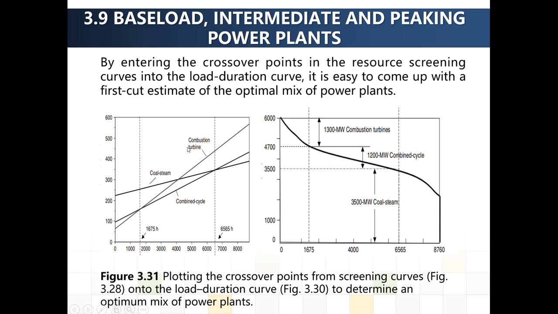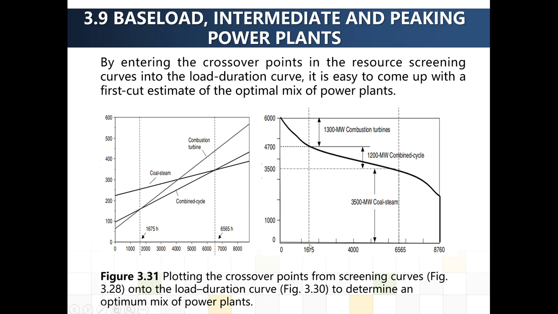When we bring the strain curve and the load duration curve together, we can come up with the estimate of the optimal mix of power plants. As we can see from here, if the power plants operate less than 1675 hours, the combustion turbine is the cheapest.